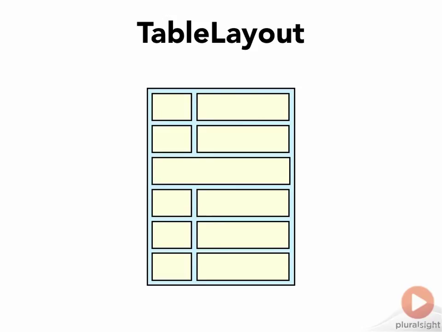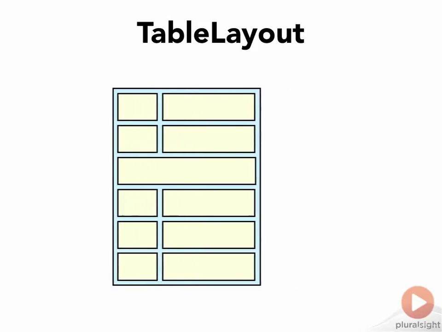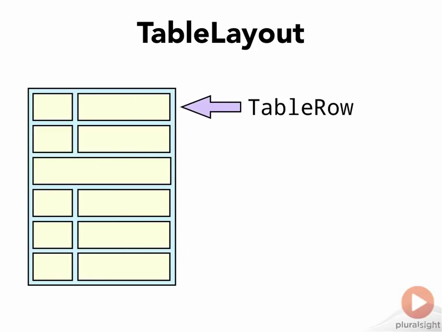What is table layout? Table layout arranges its children into rows and columns. It is a specialized linear layout, with each row usually defined by a table row. The children of a table layout cannot specify its width. Width is always match parent.